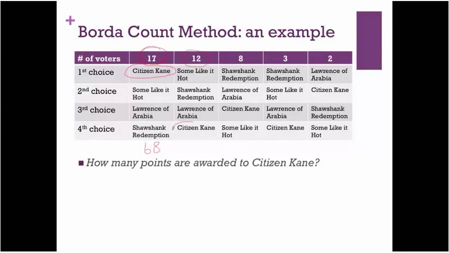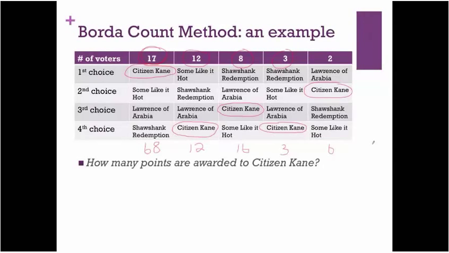Now, here are 12 people who have said Citizen Kane is their last choice. Even though it's their last choice, they're still giving it a point apiece. So Citizen Kane picks up another 12 points there. And from these 8 voters, Citizen Kane is going to get 2 points apiece. So that's 16. And again, here's a ballot on which Citizen Kane is last. There were 3 voters that said that Citizen Kane was their last choice in this type of ballot. So 3 points. And then finally, here are 2 ballots on which Citizen Kane again is the second choice. So it gets 3 points from each of those. So 6. And now we have to add all these up.